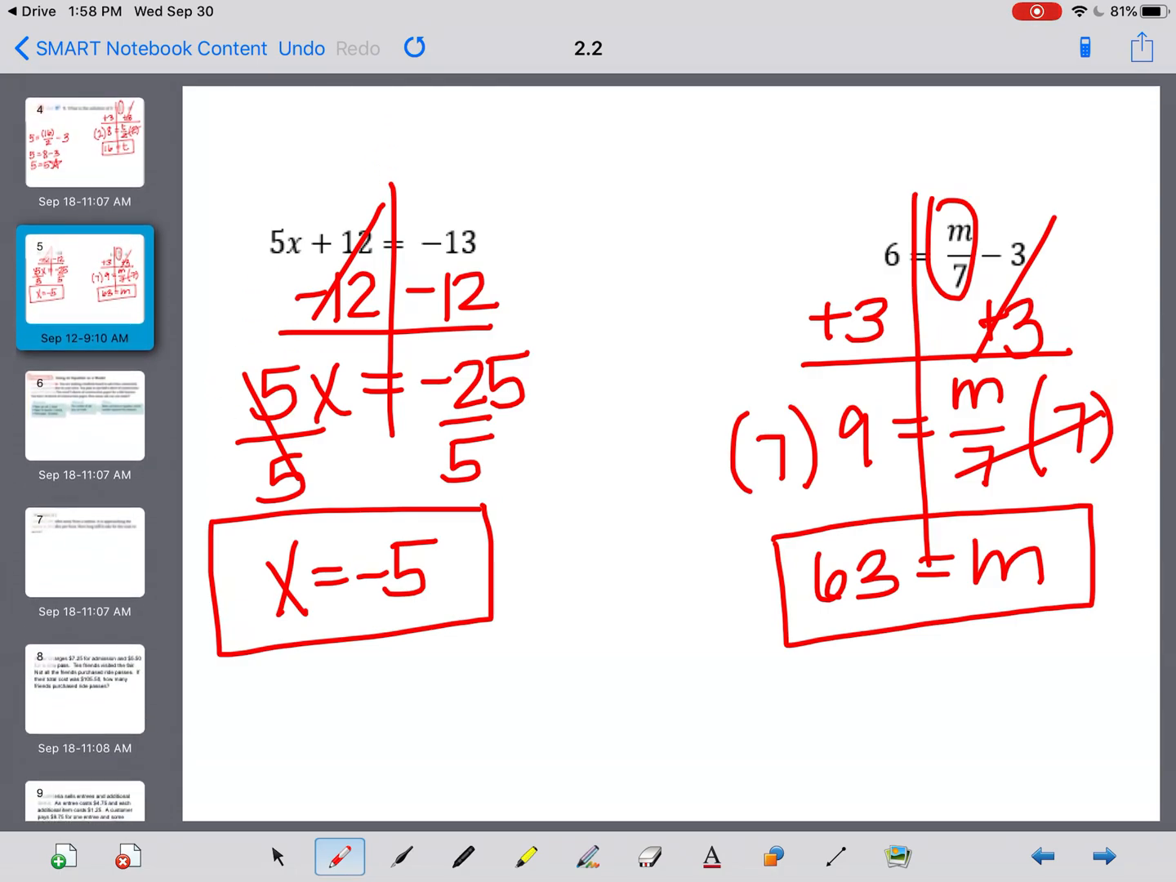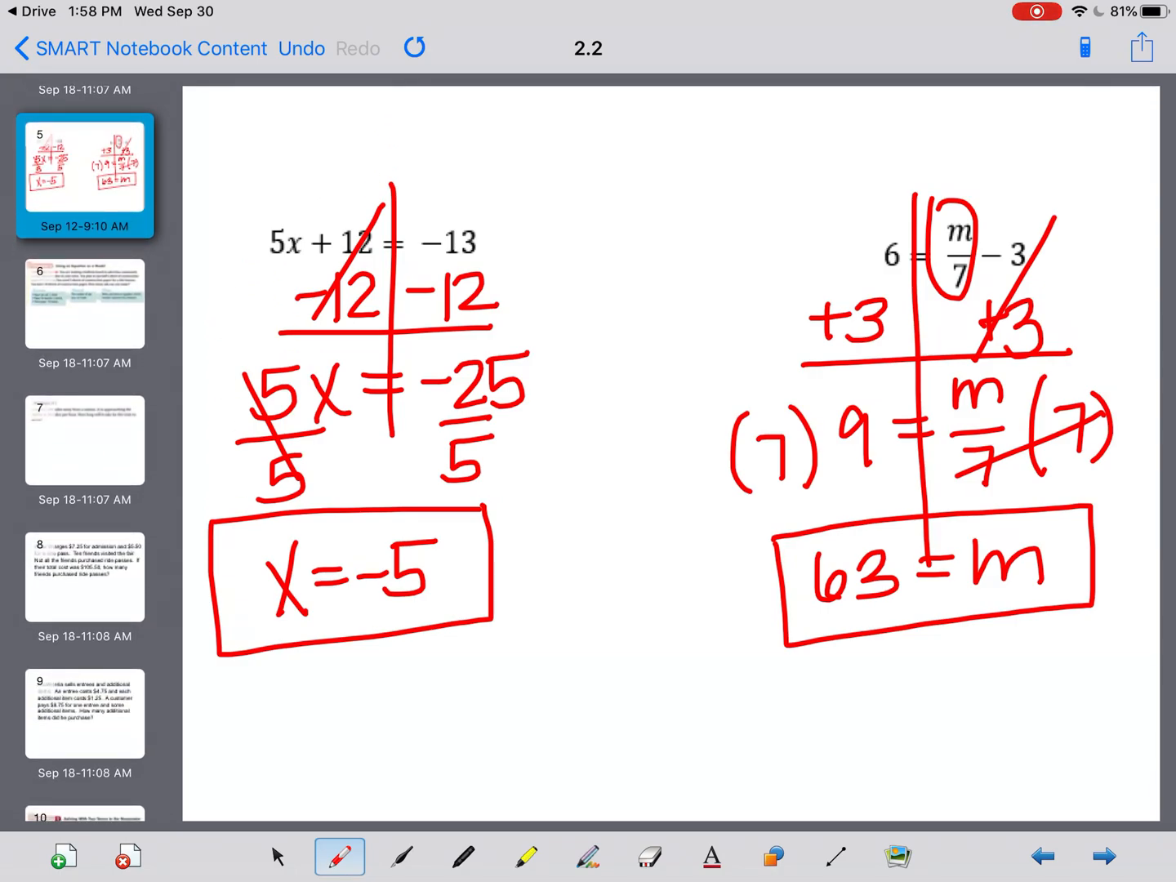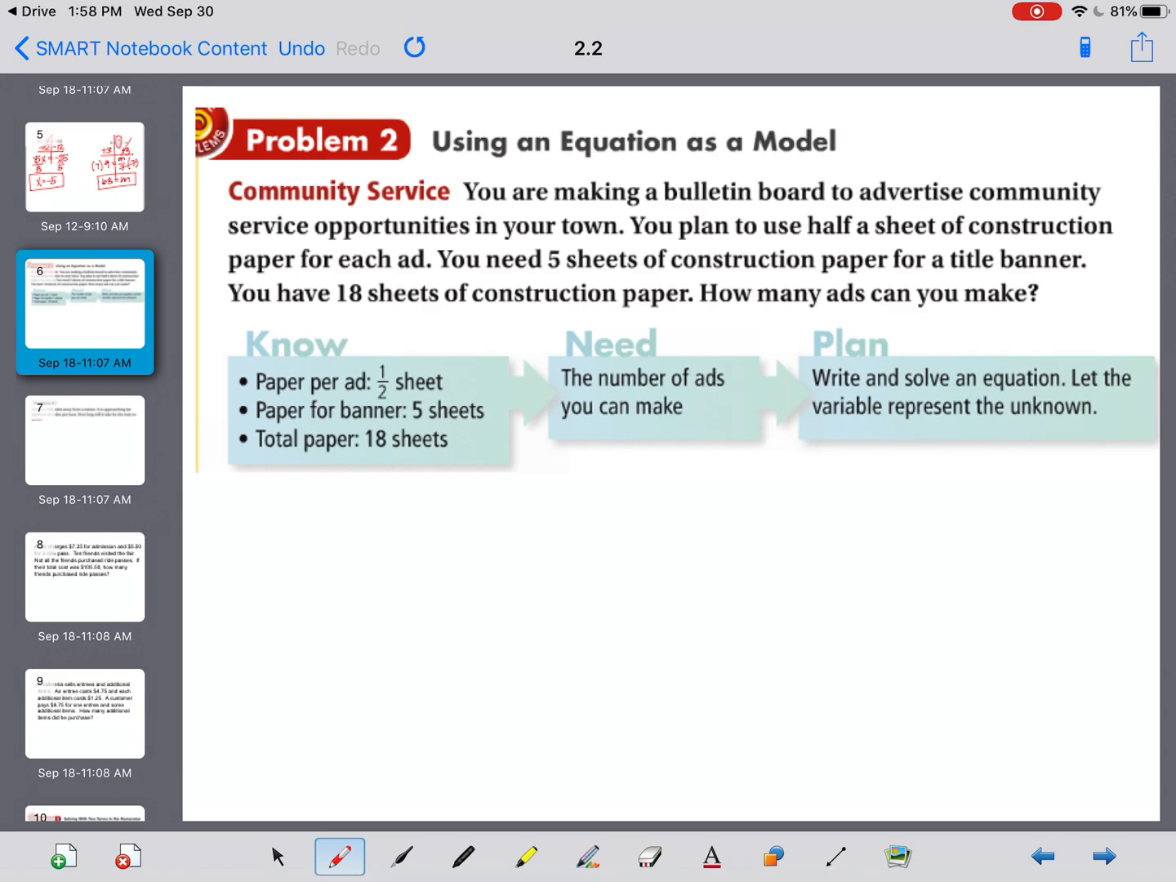Okay, hopefully you got that x equals -5 and m equals 63. Because now we're moving on to word problems. You are making a bulletin board to advertise community service opportunities in your town. You need to use half a sheet of construction paper for each ad. You need 5 sheets of construction paper for a title banner. You know you have 18 sheets of construction paper. How many ads can you make?